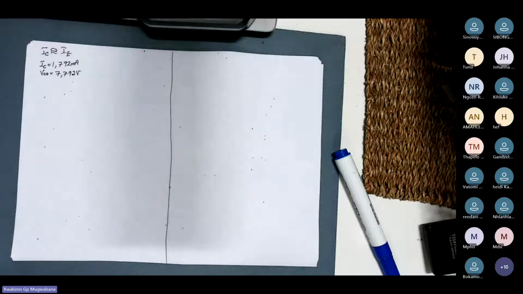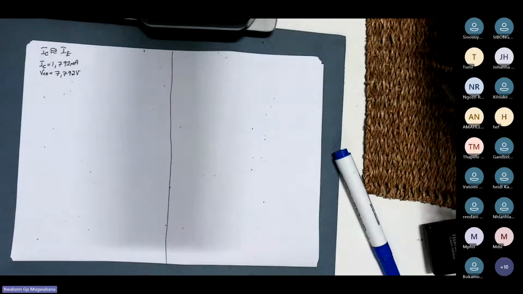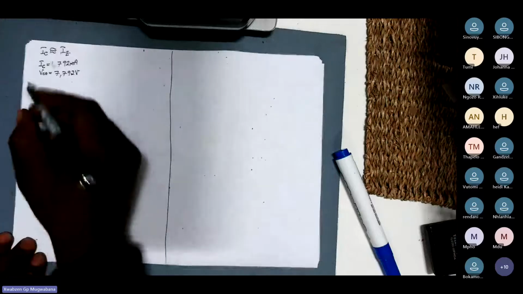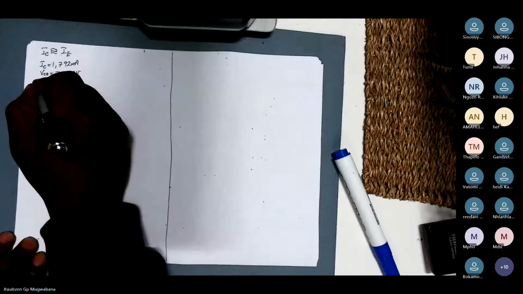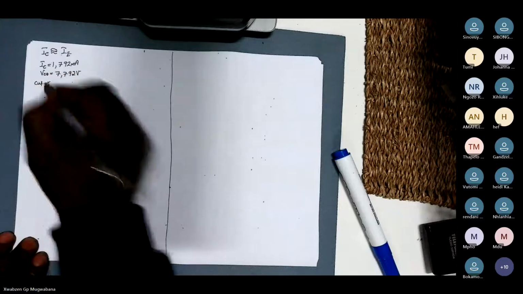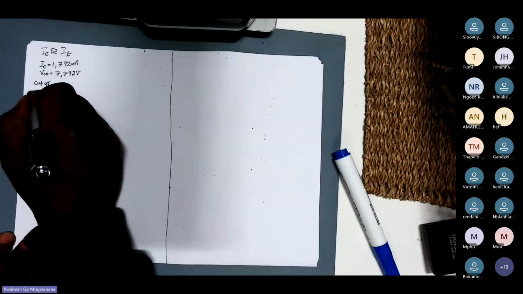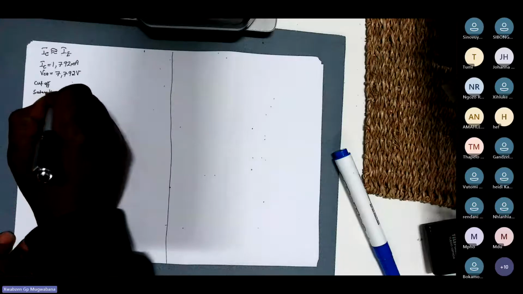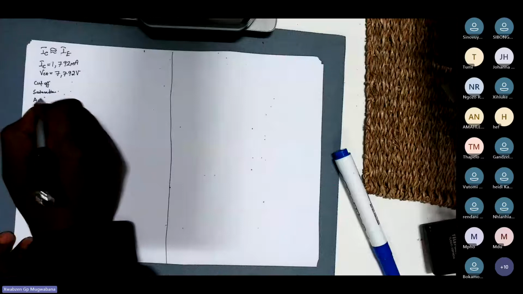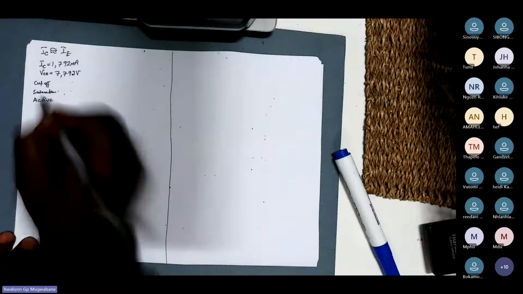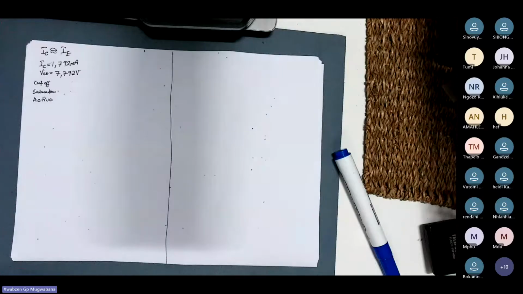Now, to see that this is with regard to the collector characteristic curve, we are going to find cutoff and find saturation so that we can see if it is active. Do we understand each other on this part?